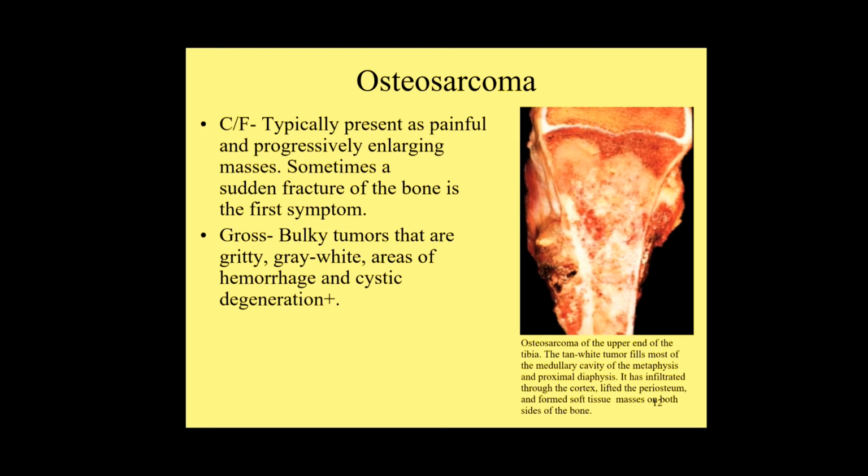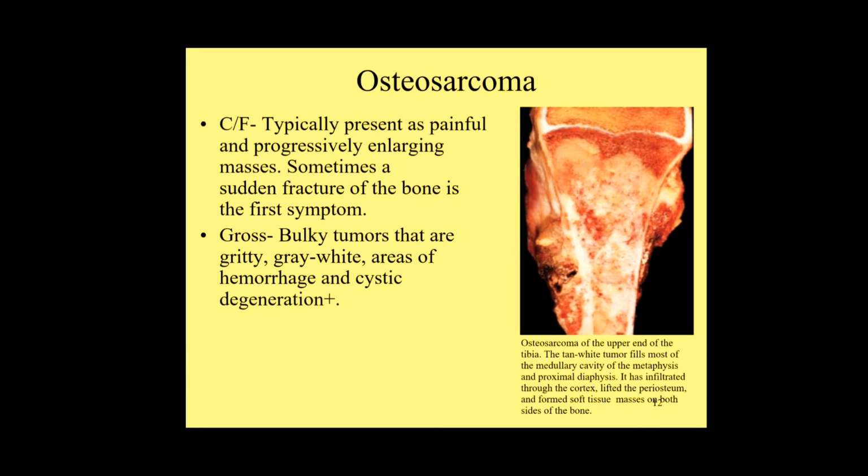So clinically, an osteosarcoma typically presents as a painful and progressively enlarging mass. Sometimes a sudden fracture of the bone is the first symptom. Grossly, we see a grey-white tan tumor extending from the medullary cavity into the metaphysis, and it can also extend into the adjacent soft tissue by eroding the periosteum. Areas of hemorrhages and cystic spaces can also be seen. As this is arising from the medulla, it is called intramedullary osteosarcoma.